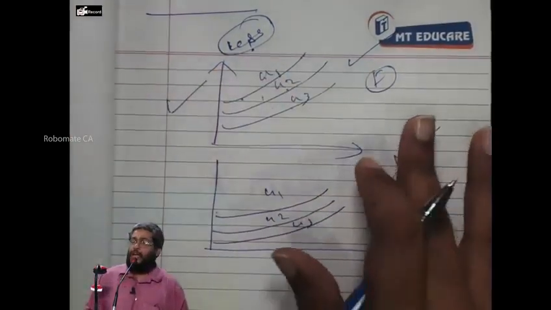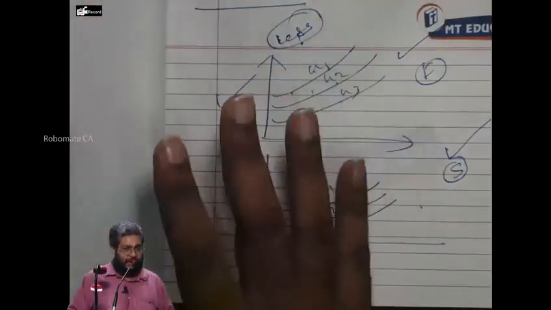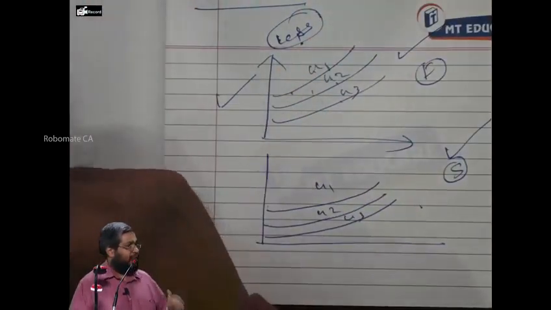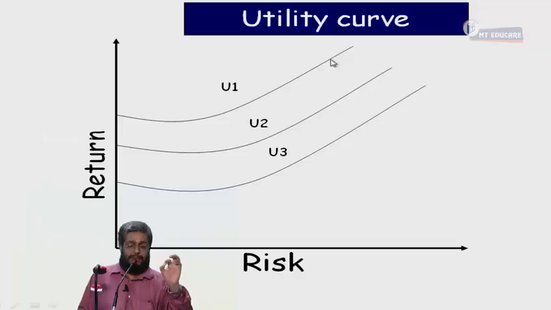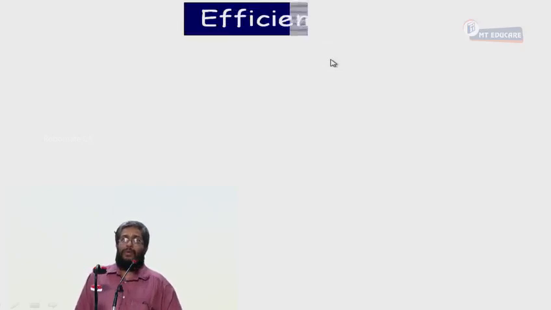So this is what we call as the utility curve. Now, the last slide, why we are discussing all this? Only for the last area called identifying an efficient portfolio. Identifying what? Efficient portfolio. See.